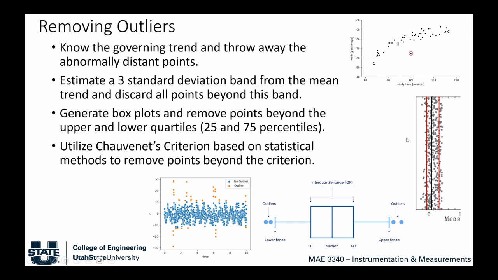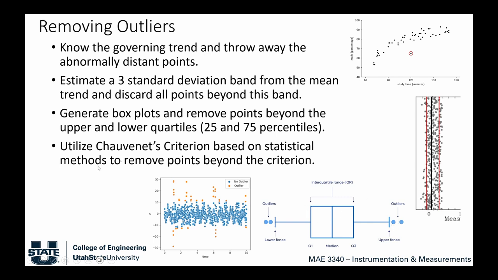There are some downsides to doing something like that. And as we go through, just know that there are different methods and different downsides, pros and cons, or byproducts, or however you want to think of it, to throwing data out. All right, so generate box plots and remove the points beyond the upper and lower quartiles, the 25th and 75th percentiles. So we create this quartile box, and then we say, here's the upper fence, here's the lower fence, and those fences are the 25th and 75th percentiles, so anything outside of those. So we could do it that way.